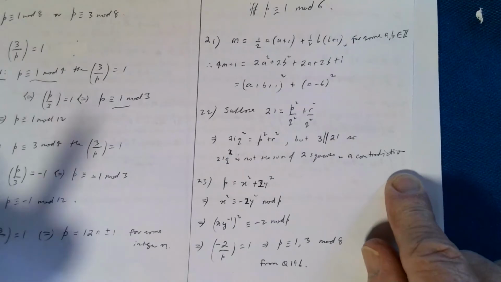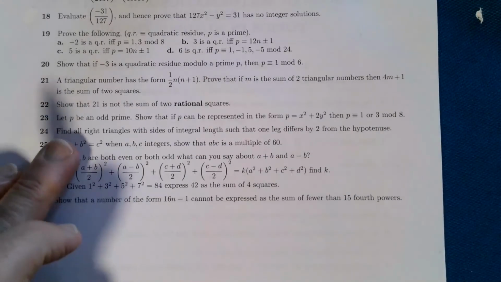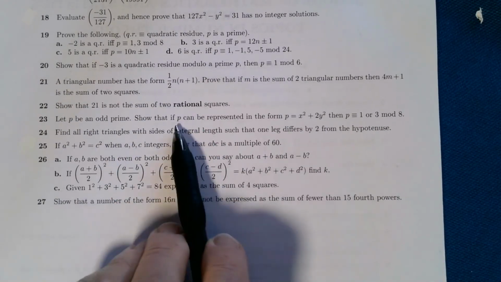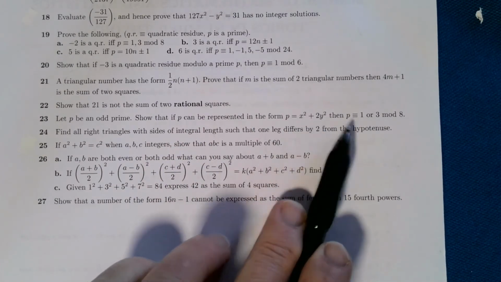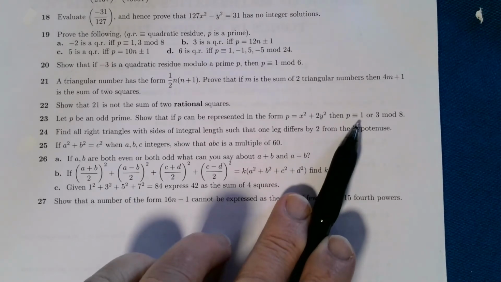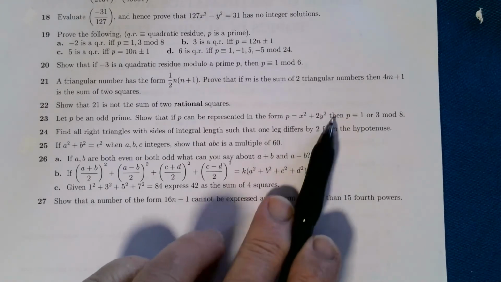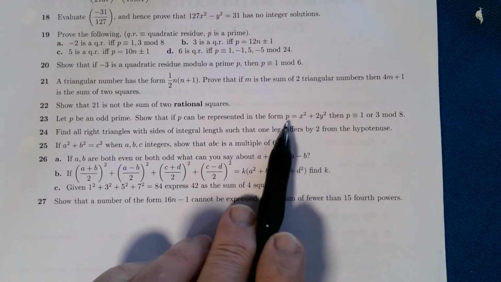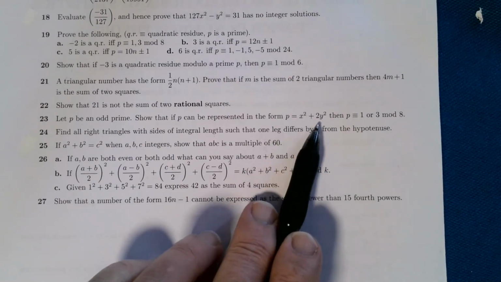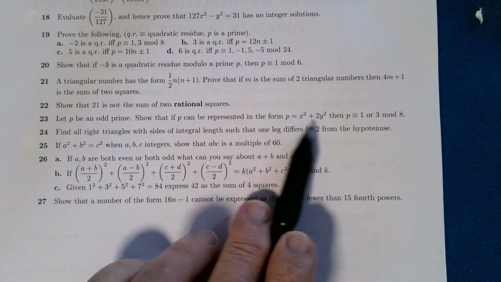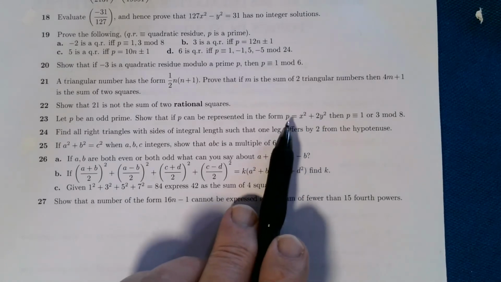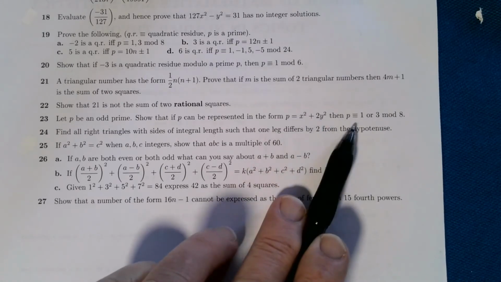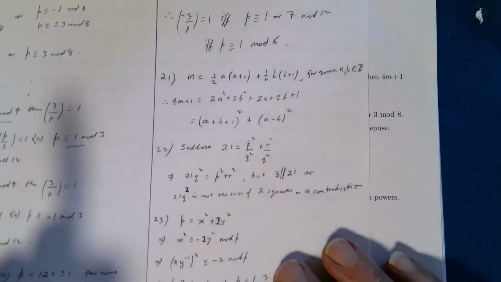Finally, question 23 says, if we take p to be an odd prime, show that if p can be represented in the form p equals a square plus twice a square, then p has to be a 1 or 3 mod 8 prime. Now, primes of various shapes, of course, have been studied well. So people have looked at the square plus twice a square, square plus 3 times a square, square plus 5 times a square, and so on. In this particular case, if we've got a prime that's of this shape, then it must be a 1 or 3 mod 8 prime. And again, the proof's fairly easy.